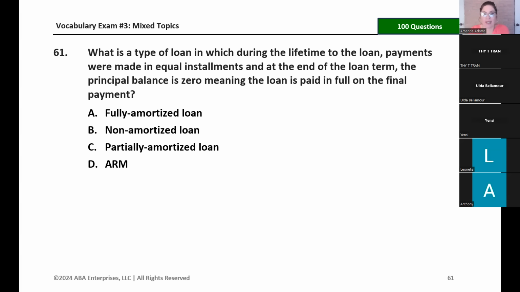So how this works, you guys, is I'm going to read the questions aloud, and then I just would like you to type your answer choice into the chat for me, A, B, C, or D. If you're not sure, just take a stab at it.